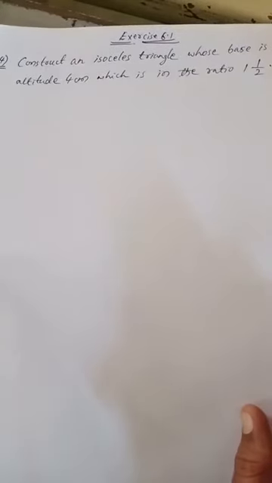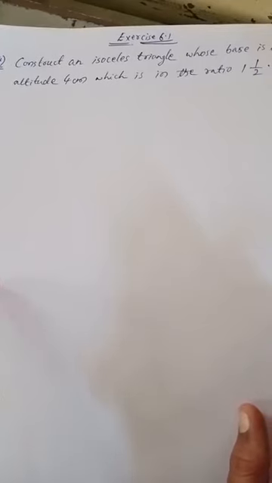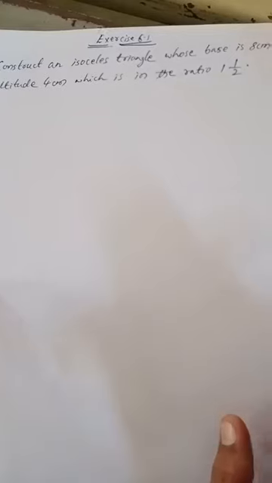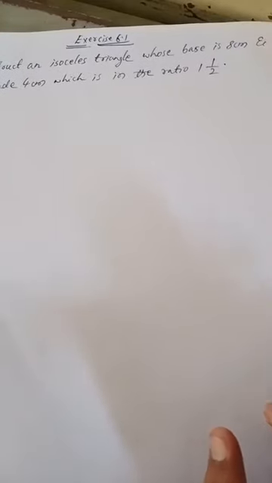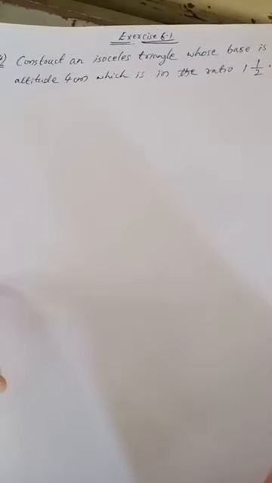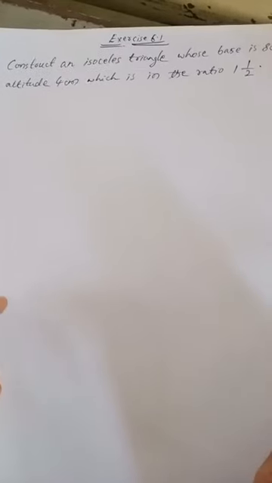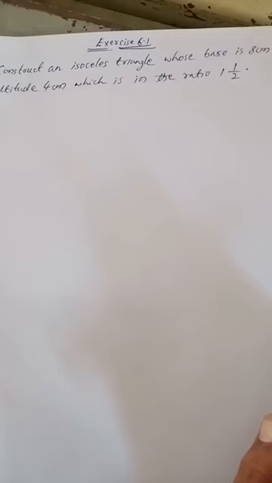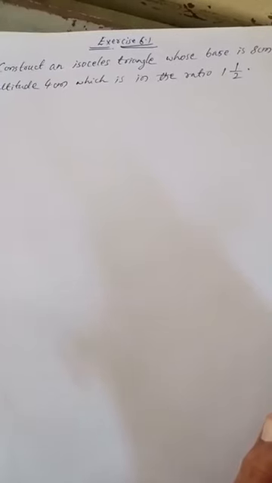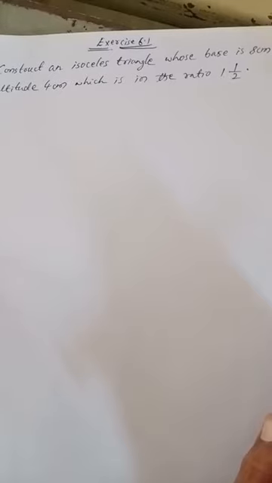Hello students, we will discuss today question number 4 of the chapter Construction, exercise 6.1. Construct an isosceles triangle whose base is 8 centimeter and altitude 4 centimeter, in the ratio 1 integer 1 by 2. We need to draw another triangle which is in the ratio 1 integer 1 by 2 of the corresponding sides. This is question number 4 which we are discussing.